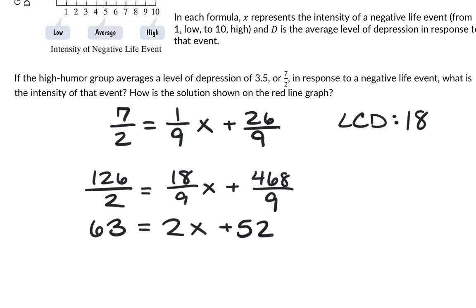Then we divide. 126 divided by 2 is 63. 18 divided by 9 is 2. And if you trust me, 468 divided by 9 is 52. We can all type things in a calculator. We're just going to fast forward past that part. Then we're solving. Subtract 52 from both sides. That's 11. Divide by 2 on both sides. That's 11/2 equal to x. So we would say that the intensity of the life event that these people had was a 5.5 on this scale.